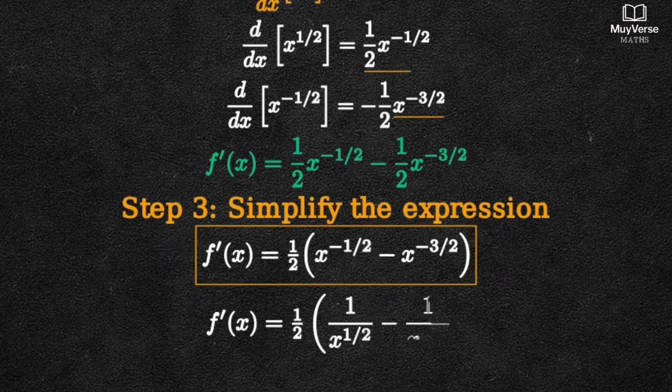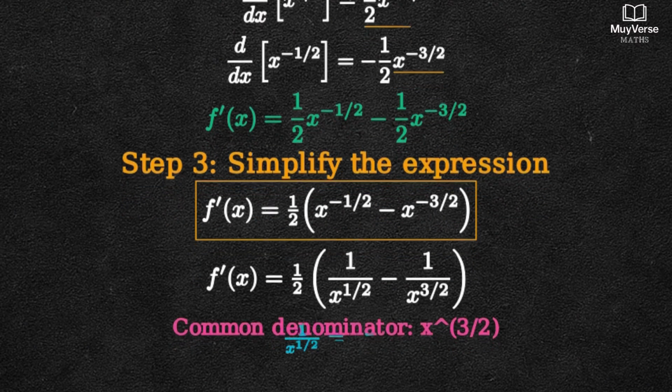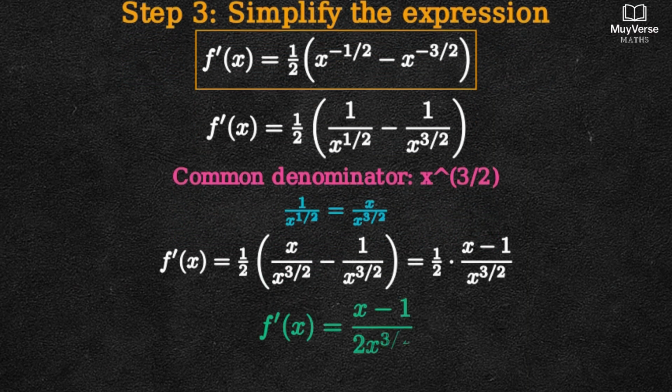Find a common denominator of x to the 3/2. Multiply the first fraction by x over x. Combine the fractions. Now write x to the 3/2 as x times square root of x for a clean radical form.